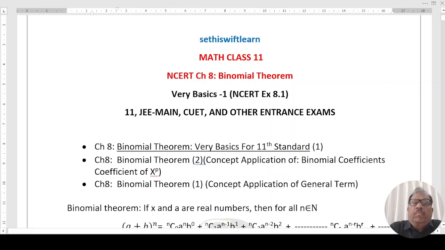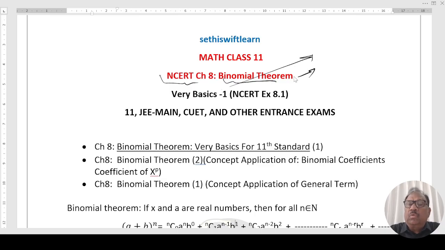Hello students, in today's session of NCERT chapter Binomial Theorem, the very basics on this topic are going to be cleared through illustrations. Illustrations are being taken from NCERT exercise 8.1.